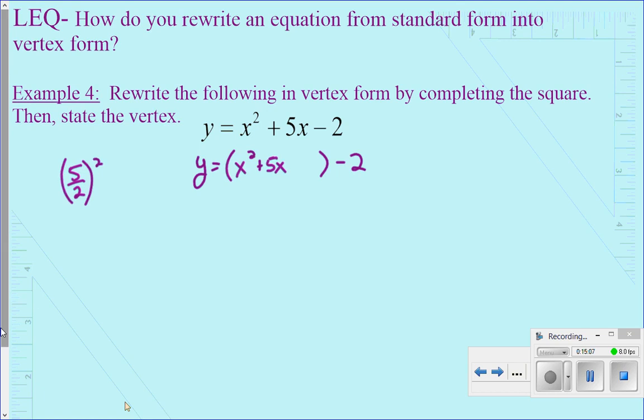The reason we're doing this without decimals and using fractions is because I can easily square 5 and 2 in my head, but it's harder for me to square 2.5, which is 5 halves. It's harder for me to square that in my head. So 5 halves squared is 25 fourths, because 5 squared is 25 and 2 squared is 4. So 25 fourths is what I'm adding on and taking away.